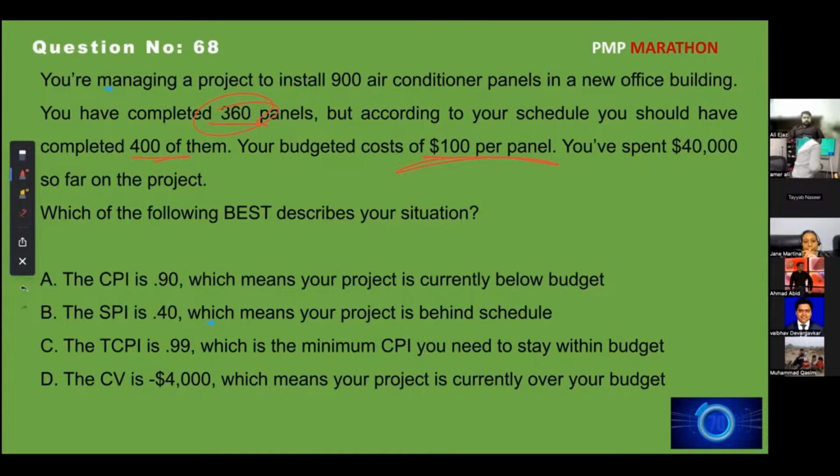Okay. So this is your actual cost, AC. Your budgeted cost is 100 per panel. So how many panels do we have? 900. So 900 into this becomes your budget at completion. Okay. So 360 you have completed, earned value is 360 into 100. Planned value is 400 into 100. Now calculate it.